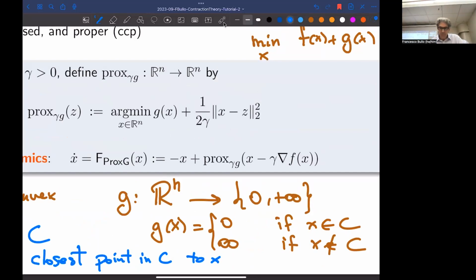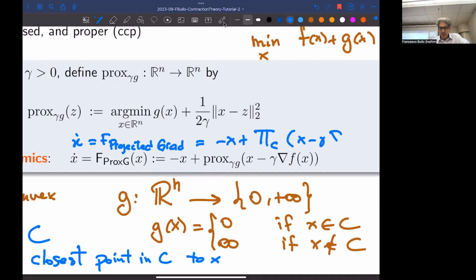So specifically, imagine that I was doing this example with the convex compact set C. A specific example, this would be the projected gradient. In the projected gradient, I say minus X plus the projection onto C of X minus gamma nabla F. Gamma is a positive value, and sometimes you optimize it to get the fastest convergence rate.